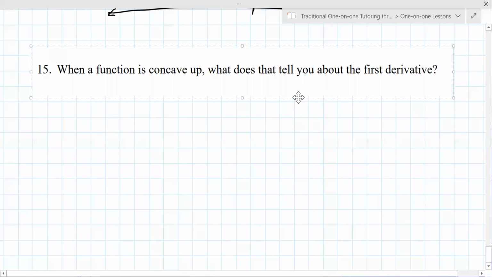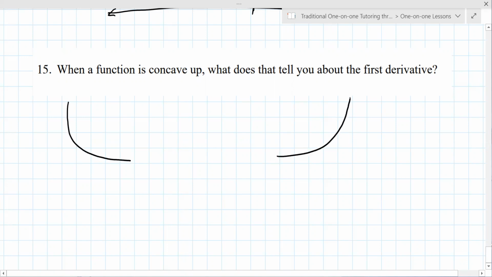Okay, when a function is concave up, what does that tell you about the first derivative? So here are two possibilities. Is this concave up? And is this concave up? Do they both hold water? Yeah, they both hold water. Okay, kind of. So this one is considered decreasing on the left, and this one is considered increasing.